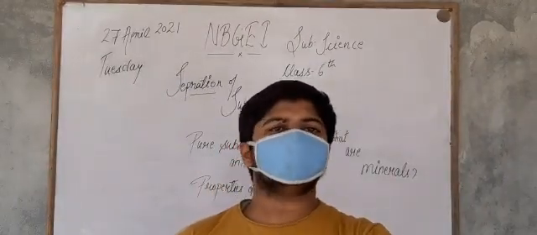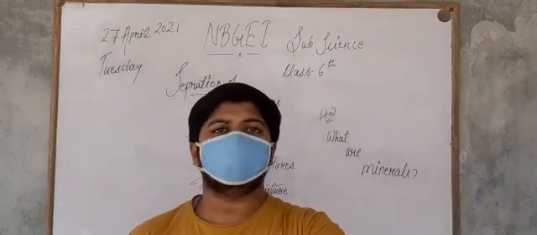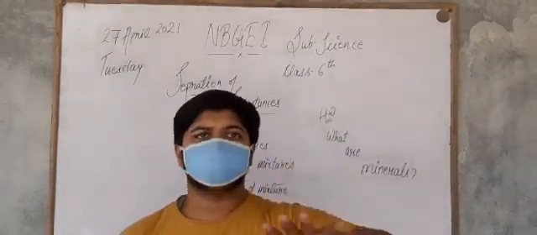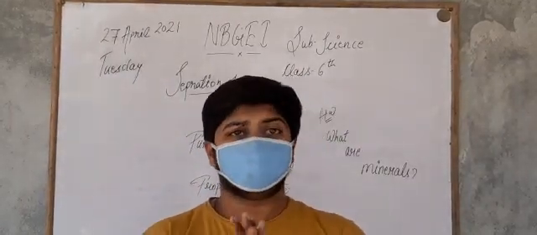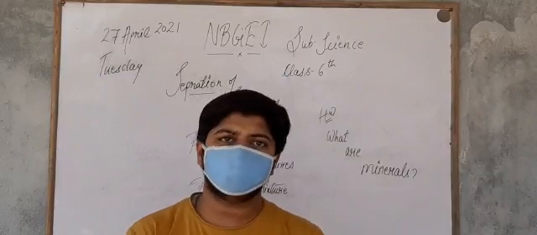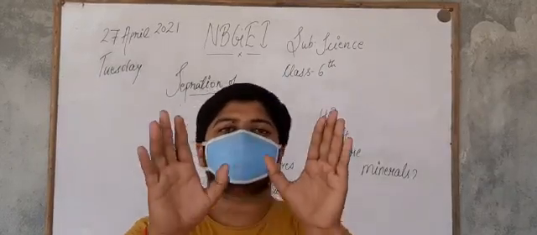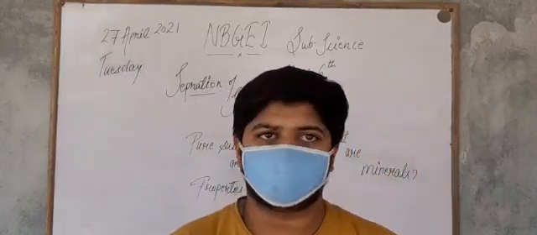A mixture does not have fixed melting and boiling points, which means they have a boiling and a melting point, but they are not at a fixed melting and boiling point.